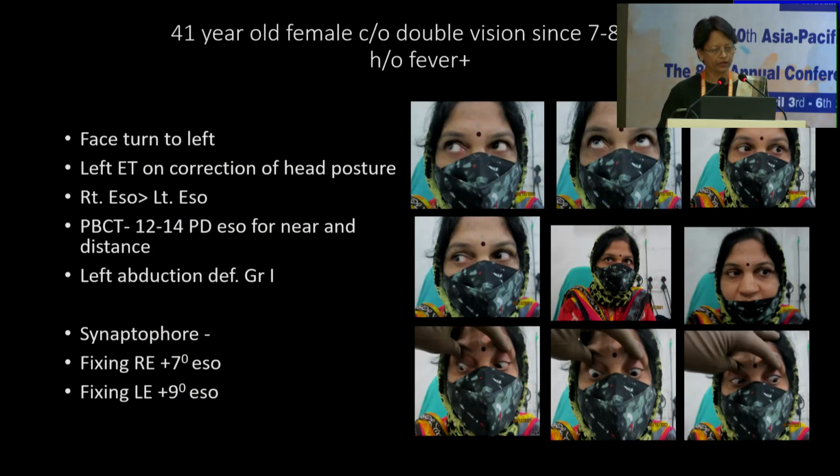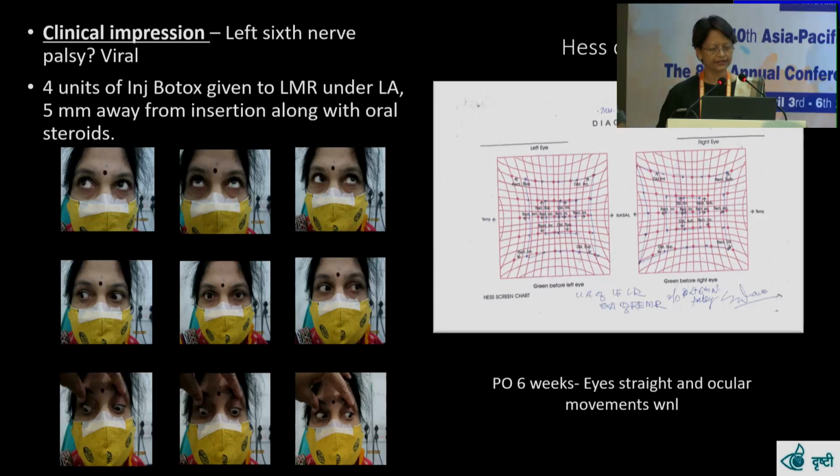Now, this was a 41-year-old female who had double vision since 7 or 8 days. There was a history of fever. She had a face turn to the left and left esotropia on correction of head posture. Esotropia was very less and abduction deficit was grade 1. So, she had a subtle left lateral rectus paralysis.